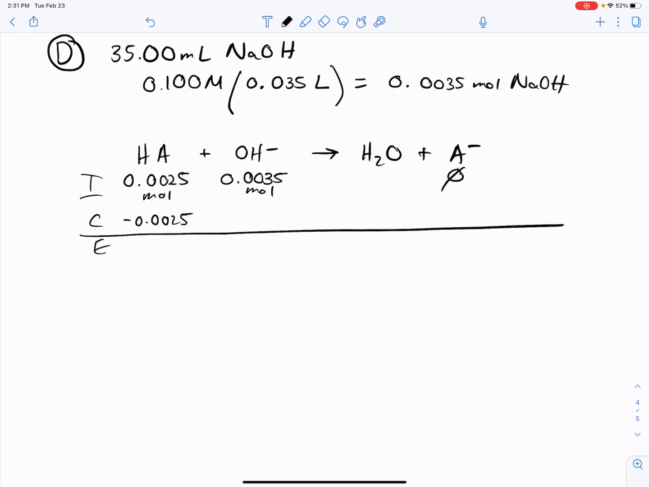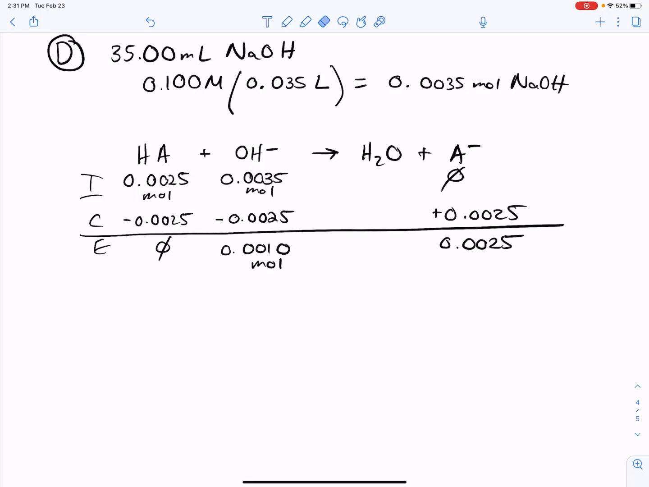If I chose wrong and I subtracted out 0.0035, I would have ended up with a negative number here for HA, and I didn't. And so I can assume that I guessed correctly because my HA is going to 0, which is what I want to happen. Take that same value away from hydroxide and add it to my conjugate. That gives me 0.0025 for my conjugate, 0.0010 moles for my base.